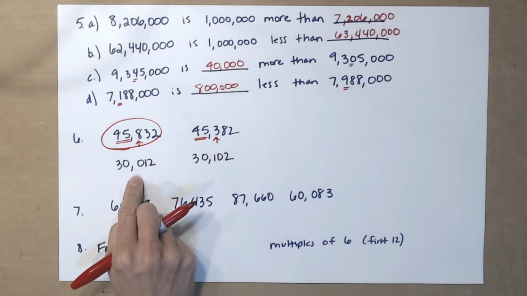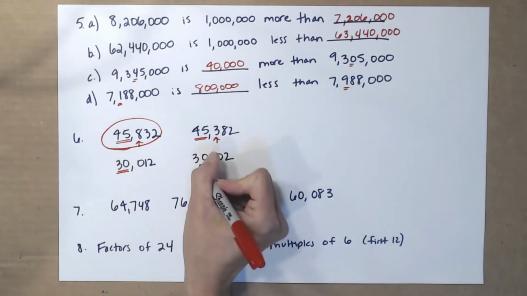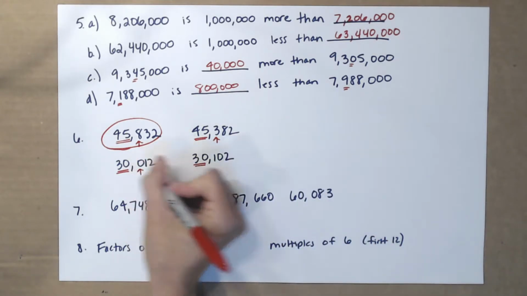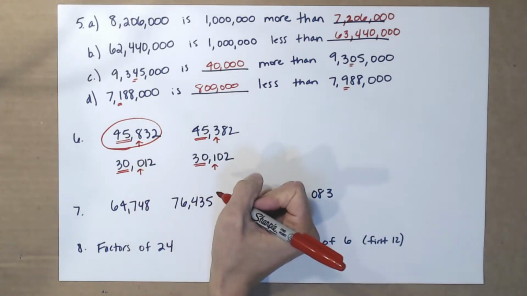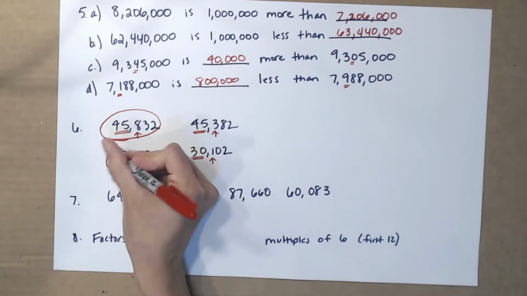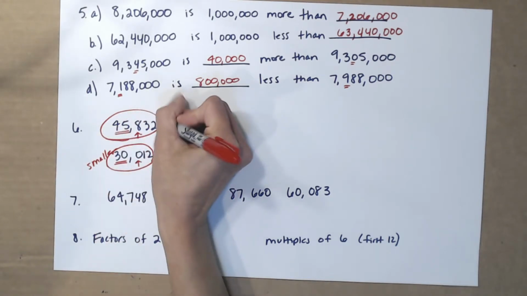On the next one, it wants to know which is smaller. So again, they both have the same number of thousands. We have 30,000 in each case. So now we go on to the hundreds place. This one has 0 and this one has 1. So this one would be smaller. Whoops, that's smaller. So this one is smaller. This one is greater.